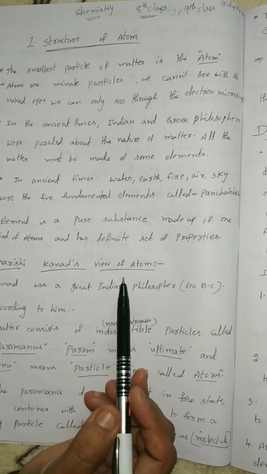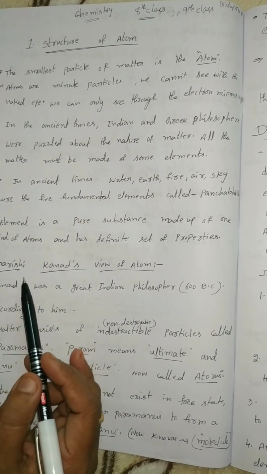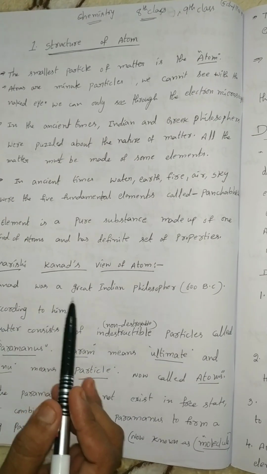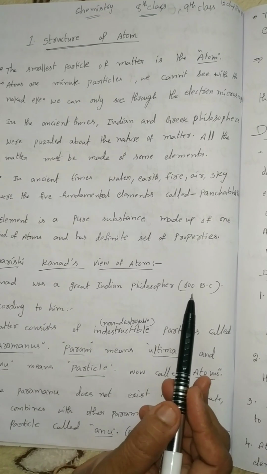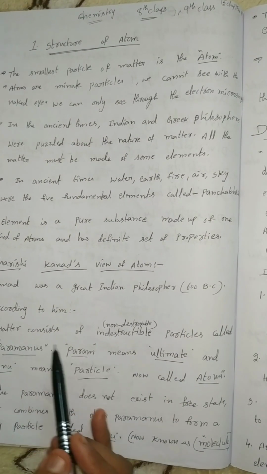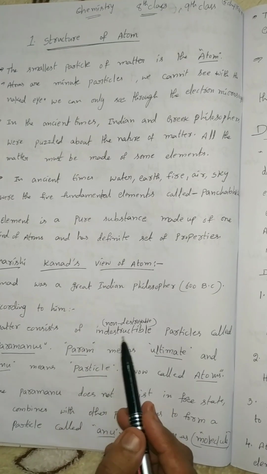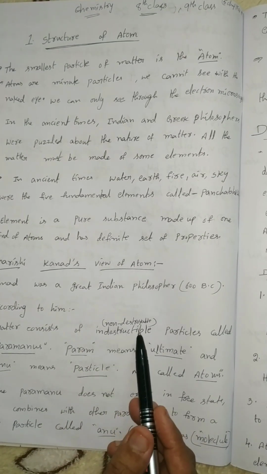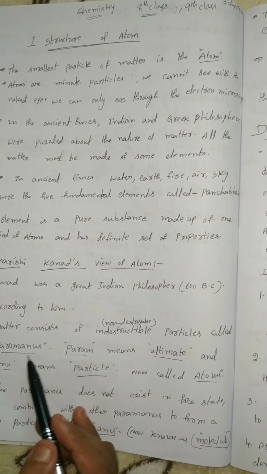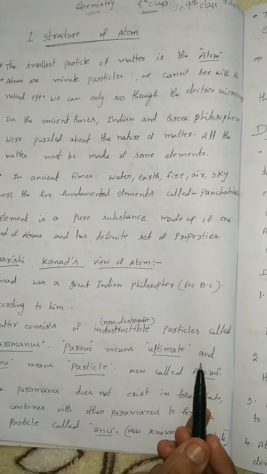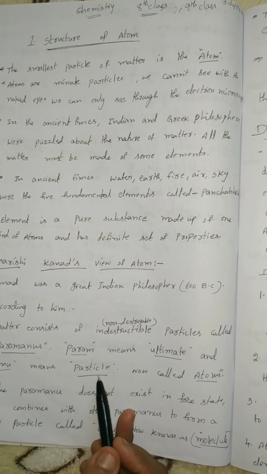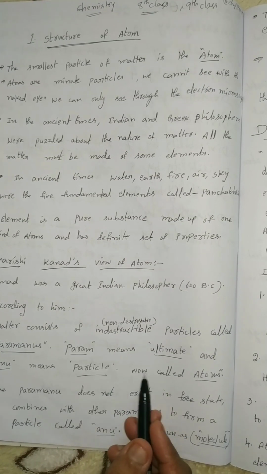So, first, the atom. Maharshi Kannad's view of the atom. Kannad was a great Indian philosopher, 600 BC. According to him, matter consists of indestructible, non-destroyable particles called paramanus. Paramanu means param, which means ultimate, and anu means particle. Now we call it atom.